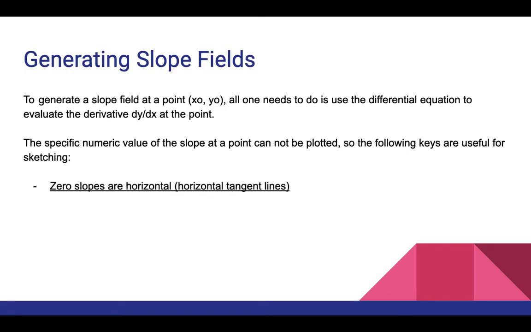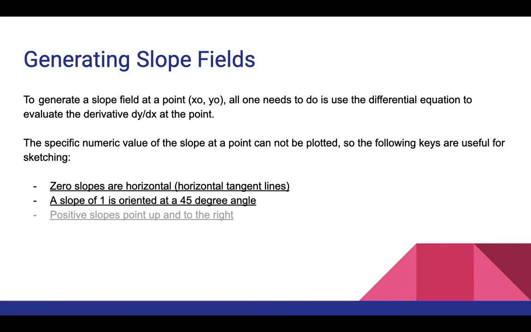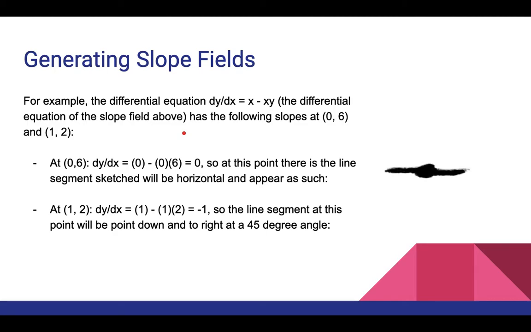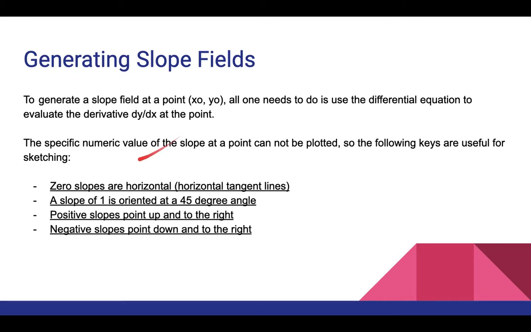So the following keys are useful for sketching. Zero slopes are going to be horizontal, aka horizontal tangent lines. A slope of 1 is going to be oriented at 45-degree angles. Positive slopes will point up and to the right. Negative slopes will point down and to the right. And then in general, you can plot the steepness of your slopes based on the relative values you get for the slope at different x and y values.